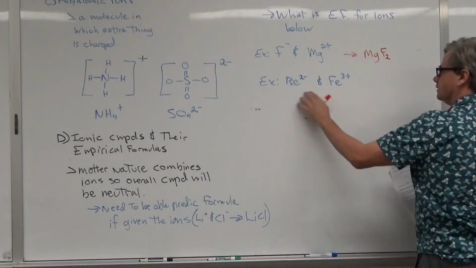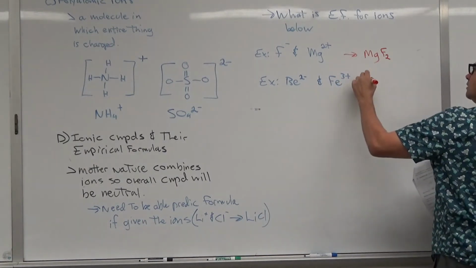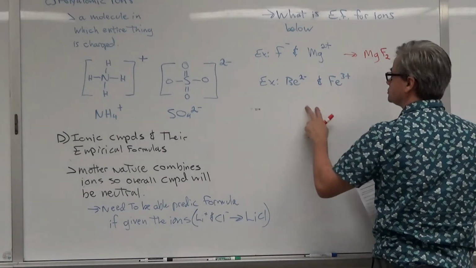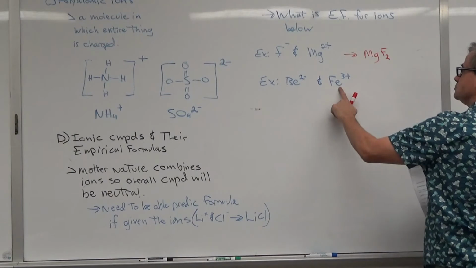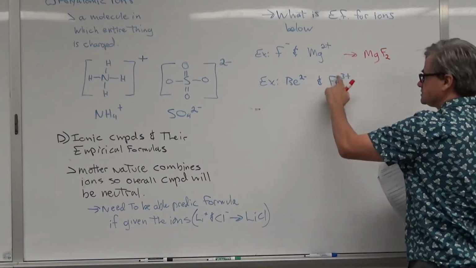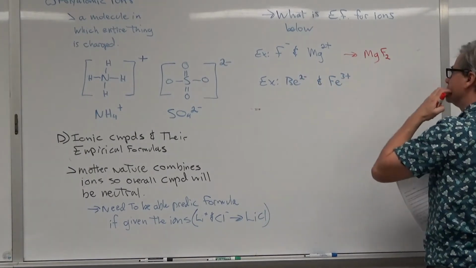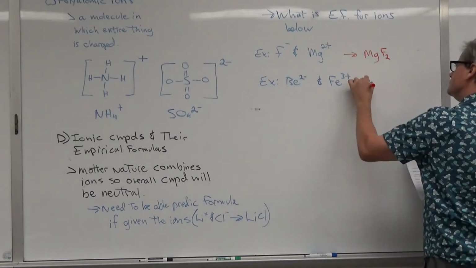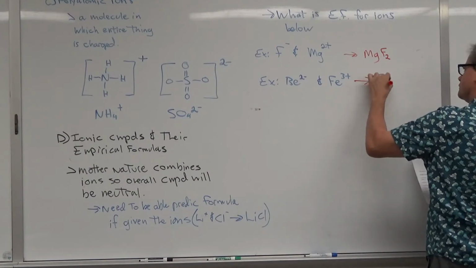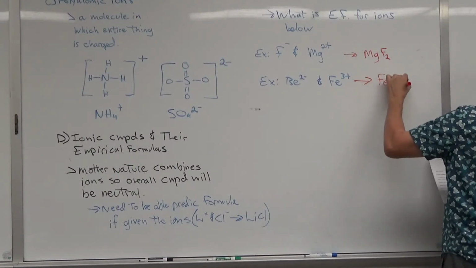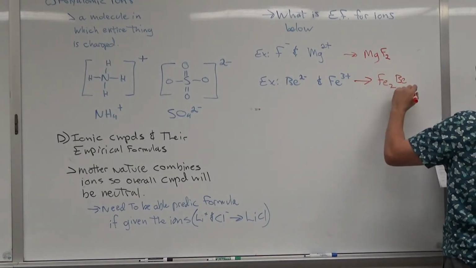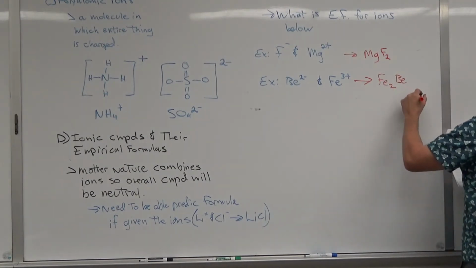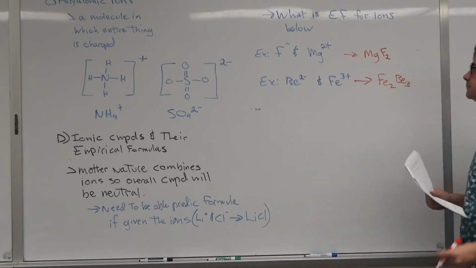Cations come first again. So, to make the overall charges neutral, you're going to need 3 of those and 2 of those. And note again that the numbers of their charge actually become the subscript of the other. So this is going to end up being Fe2, beryllium, iron, I don't even know how to say that, Be3.